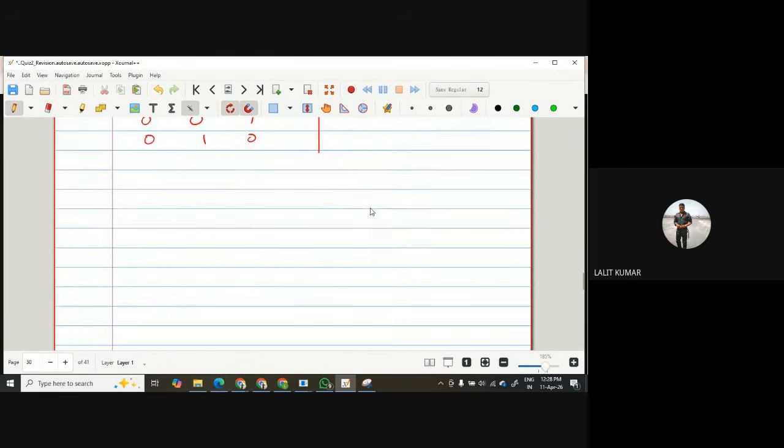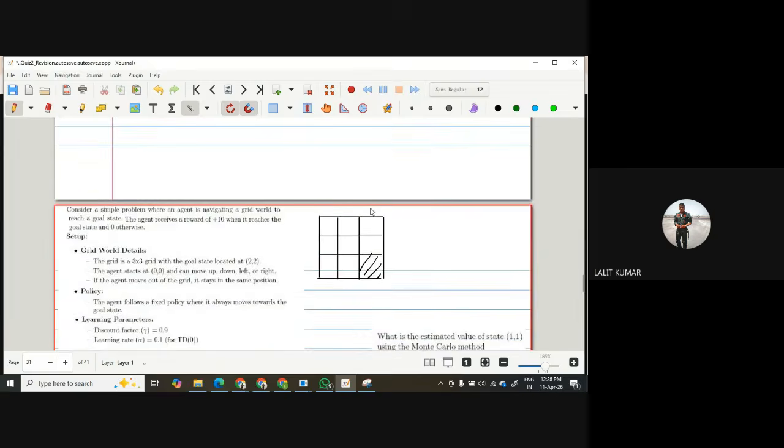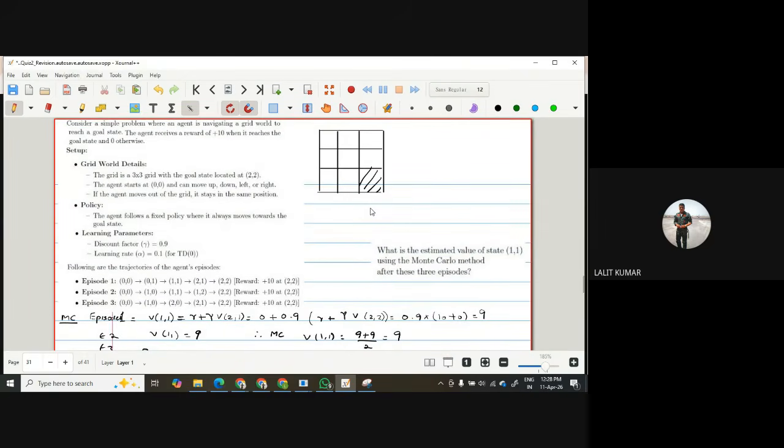Then we come to the next question. Consider a simple problem where an agent is navigating a grid world to reach a goal state. The agent receives a reward of +10 when it reaches the goal state and 0 otherwise. The grid is 3 by 3 with a goal state located at 2,2. So this is 0, 1, 2, 0, 1, 2. This is the terminal state. Here the reward is 10, the rest of the rewards are 0.